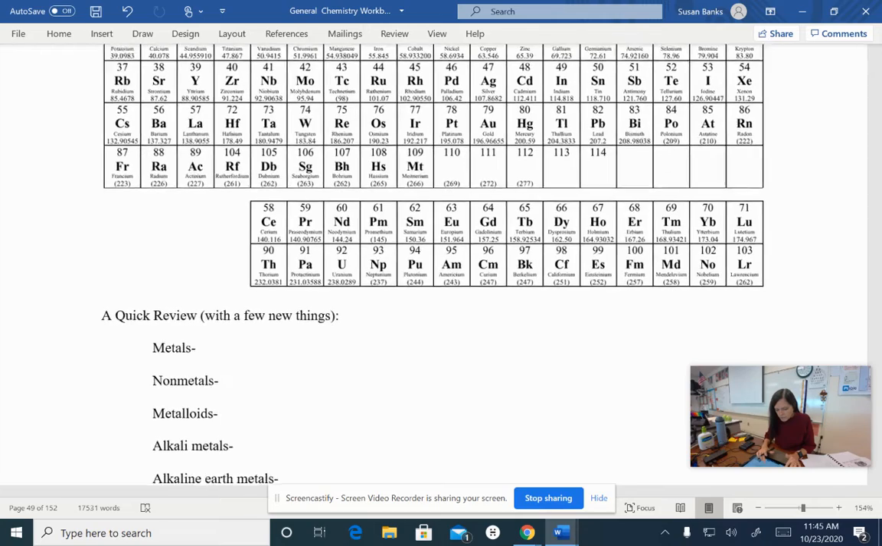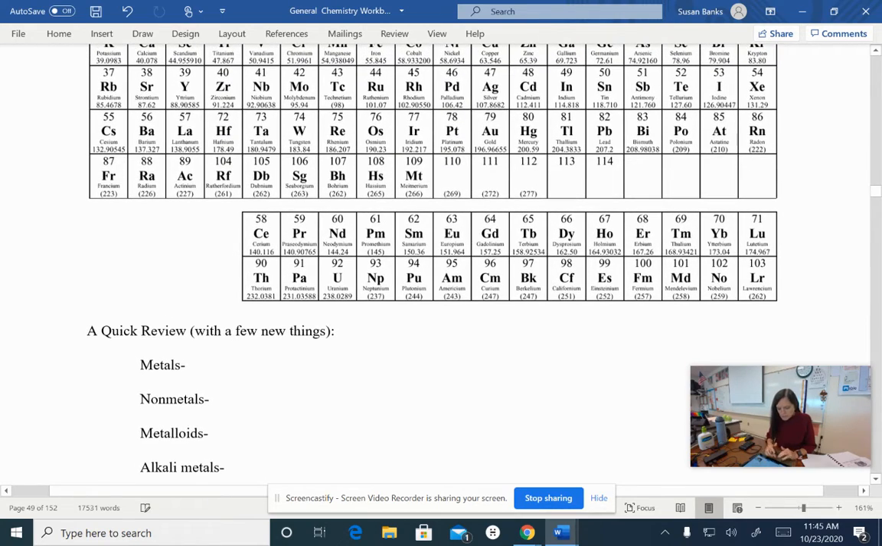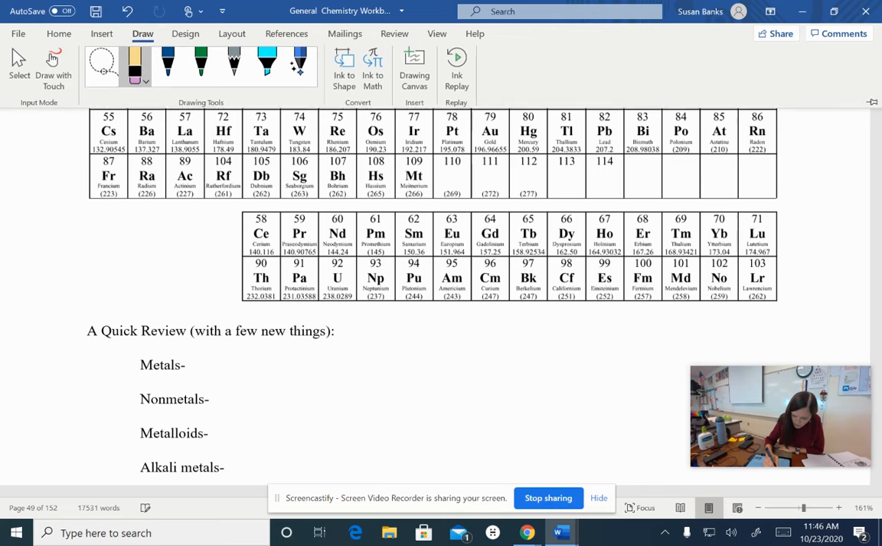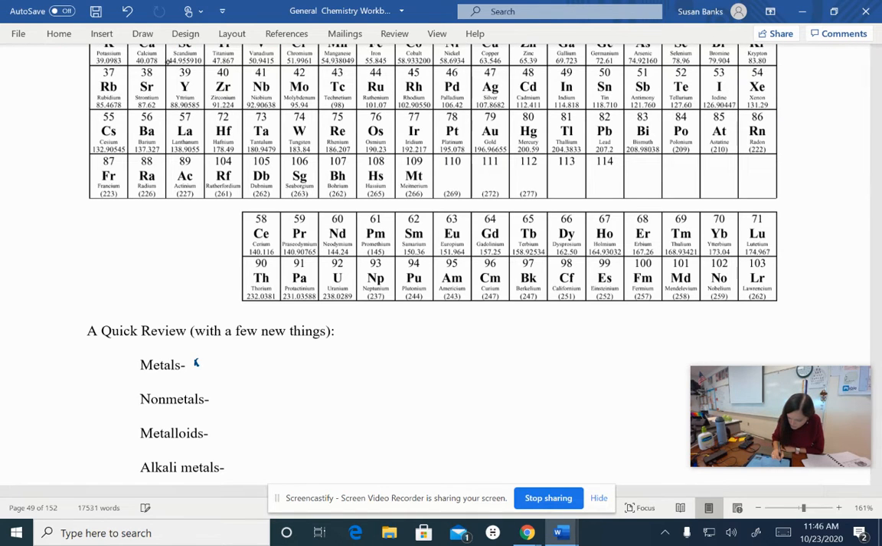Okay, so a quick review. Metals. We want to think about where the metals are on the periodic table, and we also want to think about some of the properties that metals have. So let's write in the properties of metals. Okay, so metals are solid at room temperature. Now, there's one exception to that rule. The exception there is mercury. Mercury at room temperature is a liquid.